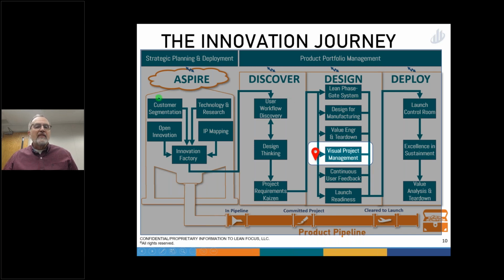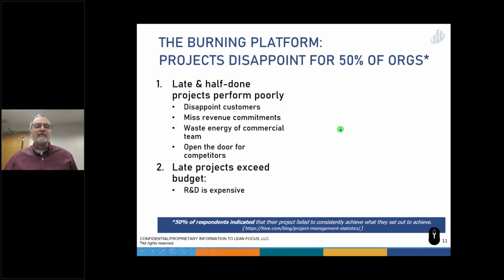So we divide that journey into Aspire, where we decide what we want to do, Discover, where we really define the projects, Design, which is where the real money is spent in projects. Probably 80% of what we spend is spent in design, and then Deploy. Did people actually buy these things, and do they like them? If we're not selling them, that means customers don't value them. So it's really important for us to go through this entire journey.